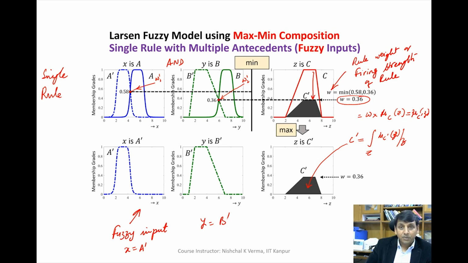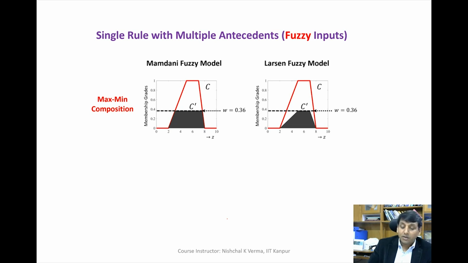So this is very simple, and we have seen that we have a Larsen fuzzy model which is defined as having only one rule but with multiple antecedents. So when we supply the fuzzy values as inputs, this is how we are getting the fuzzy output, and this fuzzy output is the C dash here in this case.